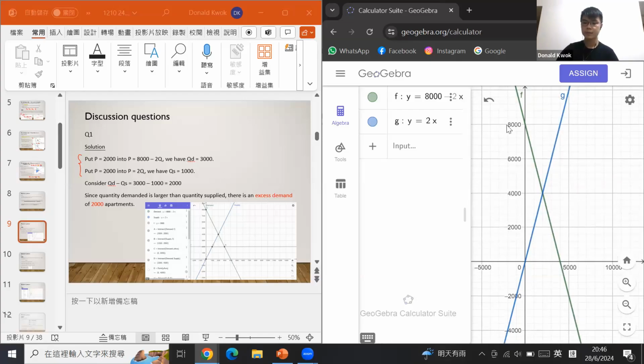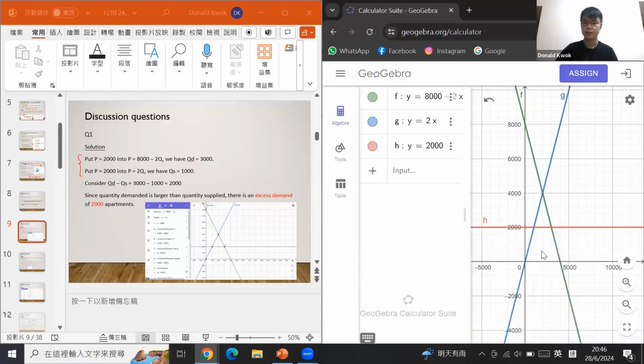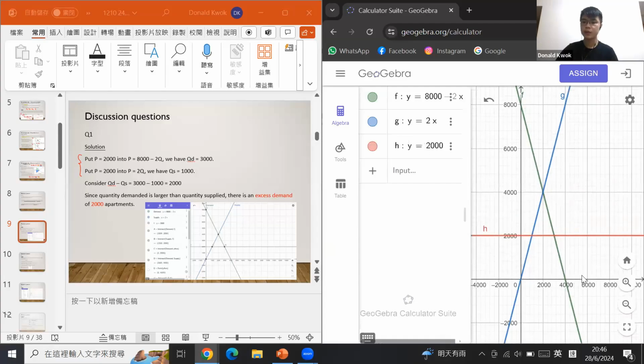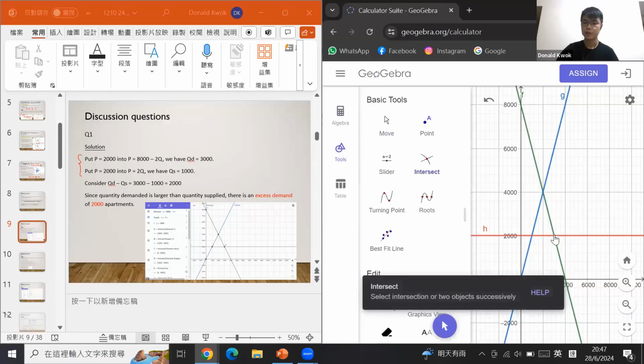Okay, so we have the demand and supply curves here. To check whether there is excess demand or excess supply, we just draw a horizontal line, y equals 2,000, in GeoGebra. Right, so obviously the rent of 2,000 is below the equilibrium level, so there will be excess demand. And by how many units? We just need to find the gap, the difference between the quantity demanded and quantity supplied at this price of 2,000. So we just need to find the intersection points here.